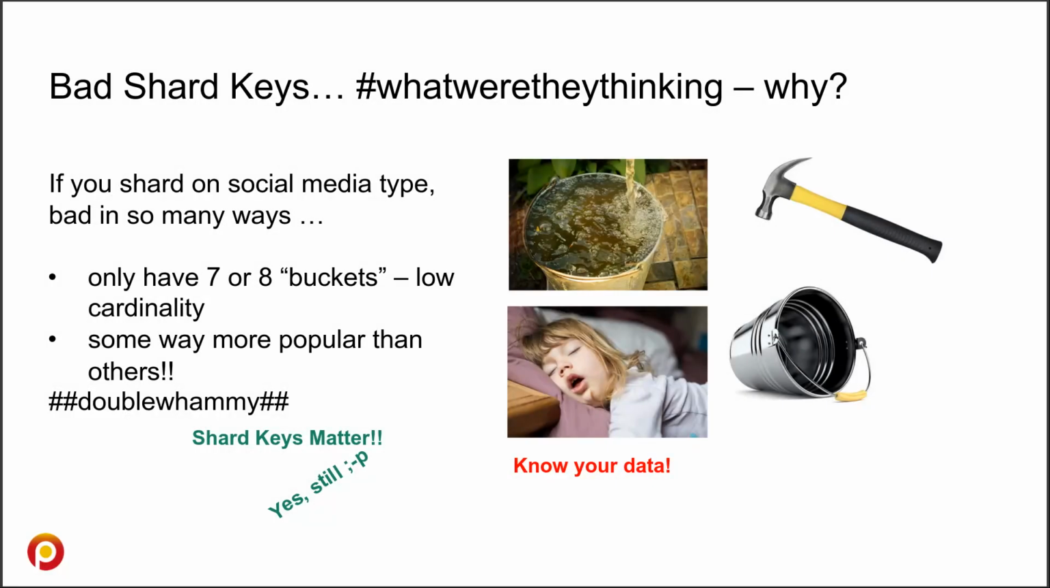Continuing along that, you're only going to have 7 or 8 distinct values. Granted, there's certainly more than 8 social media sites out there, but still you're going to have a low cardinality and a fixed number. Again, some are way more popular than others. And that's going to lead to hot shards, disk imbalance, et cetera.